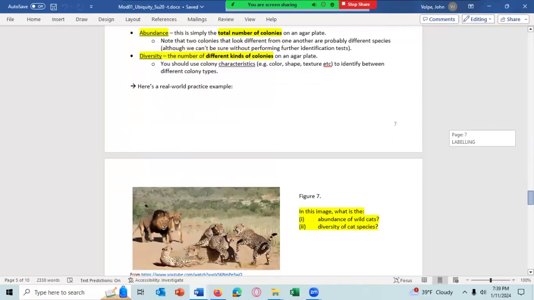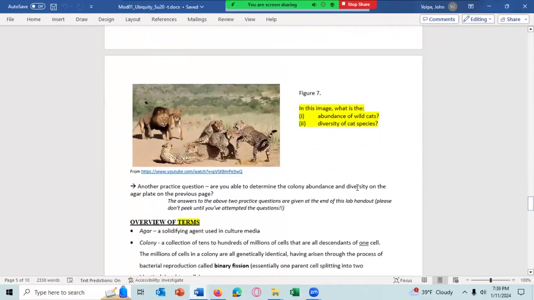Okay, here's a real world example to practice. In this image here, what is the abundance of wild cats? How many wild cats are in this image? Somebody want to guess? All right, work on that. 7. Yes, 7. 2 lions and 5, 1, 2, 3, 4, 5 cheetahs. So the abundance of wild cats is 7.